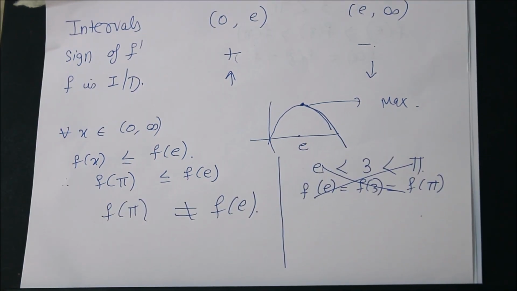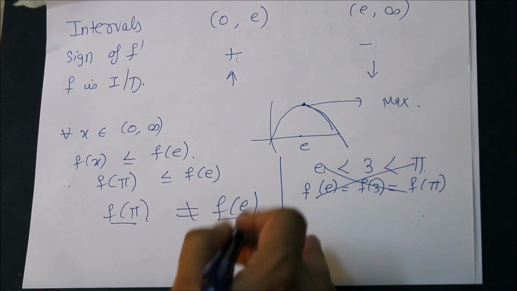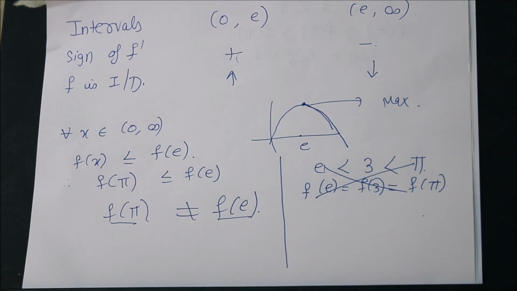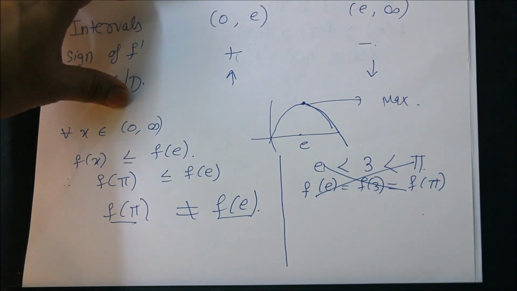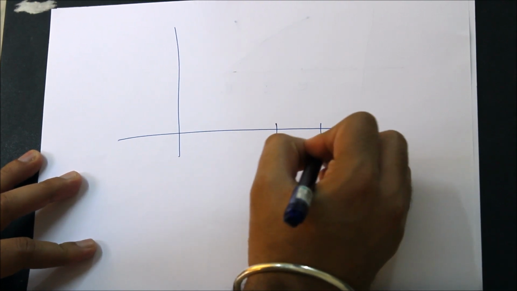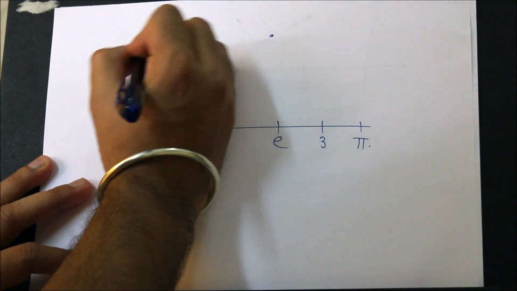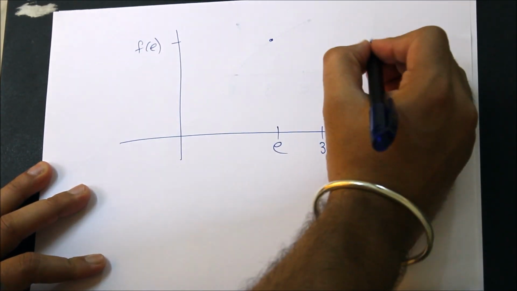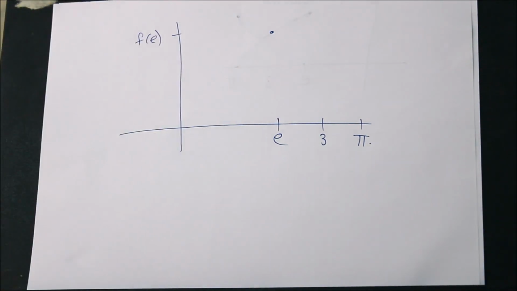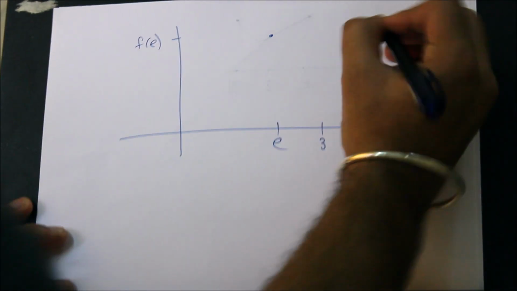Okay, so one thing to observe here is your f of pi and f of e are not equal, right? Why are they not equal? Because from e onwards the function is decreasing. From e onwards your function is a decreasing function. So if this is my e, this is my 3, suppose this is pi, obviously your 3 lies between e and pi, and suppose this is my f of e somewhere, and suppose your f of a and f of pi are the same, that means your f of pi is also here, right?